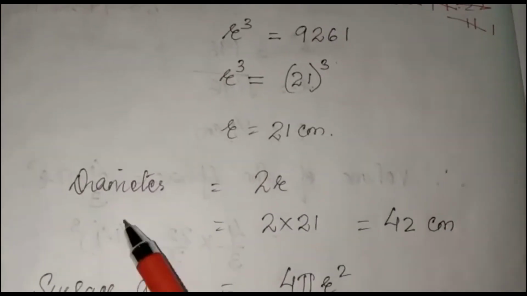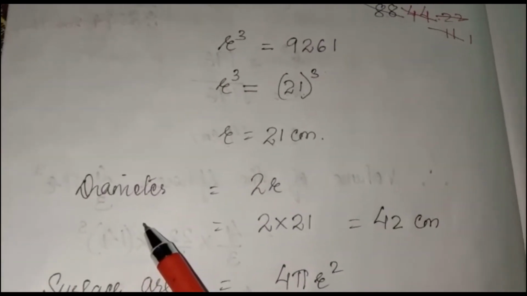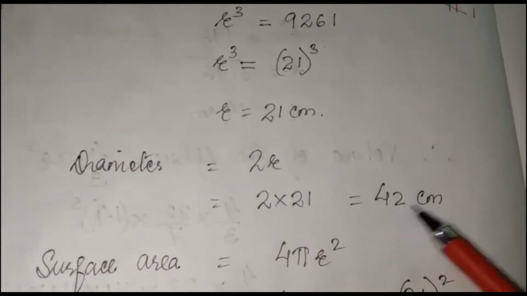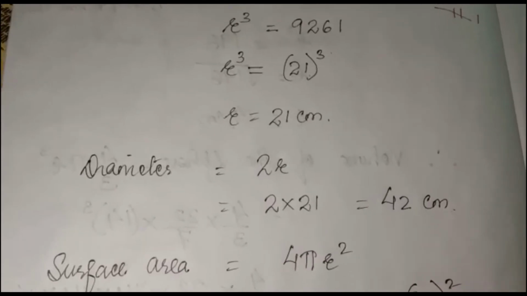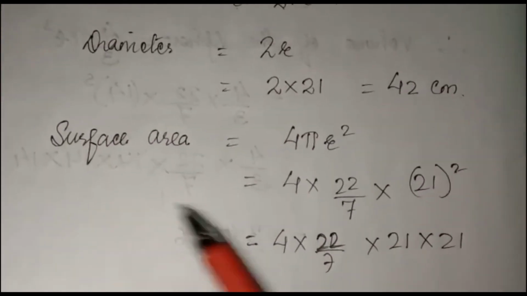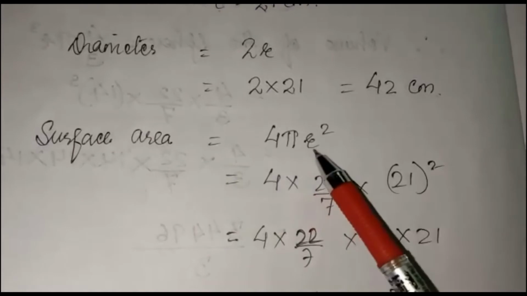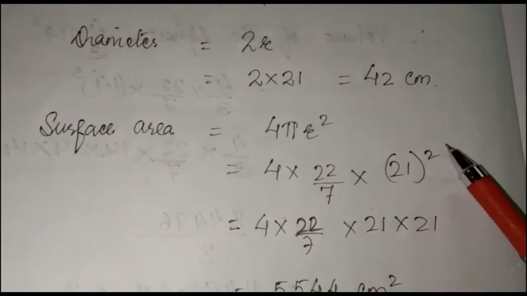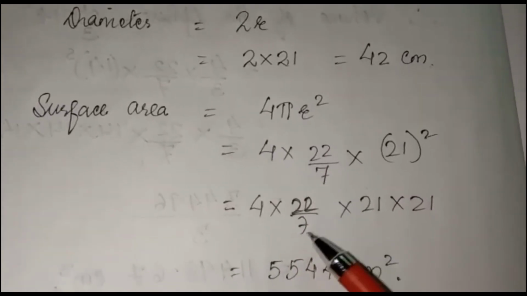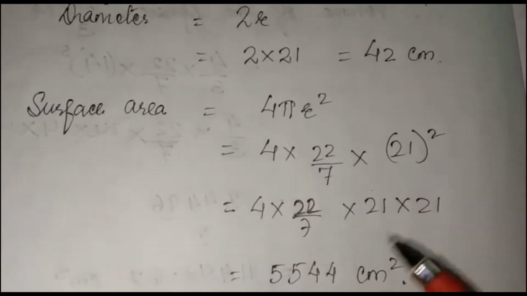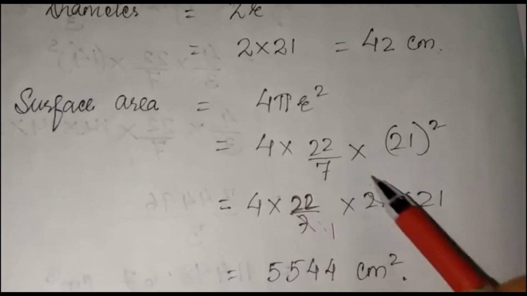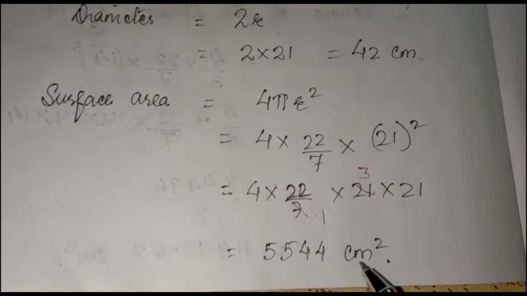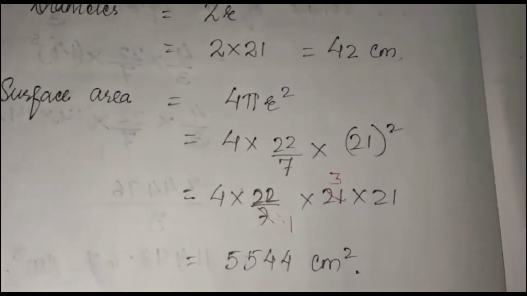Here you have to find diameter, and diameter is twice the radius. So 2r, 2 into 21, 42 centimeter. This is the diameter of the sphere. Now we will find surface area. Formula is 4 pi r square. Pi is 22 by 7, r is 21, 21 square. So 4 into 22 by 7 into 21 into 21. 7 1s are 7, 7 3s are 21. So when you multiply, you will get 5544 centimeter square.